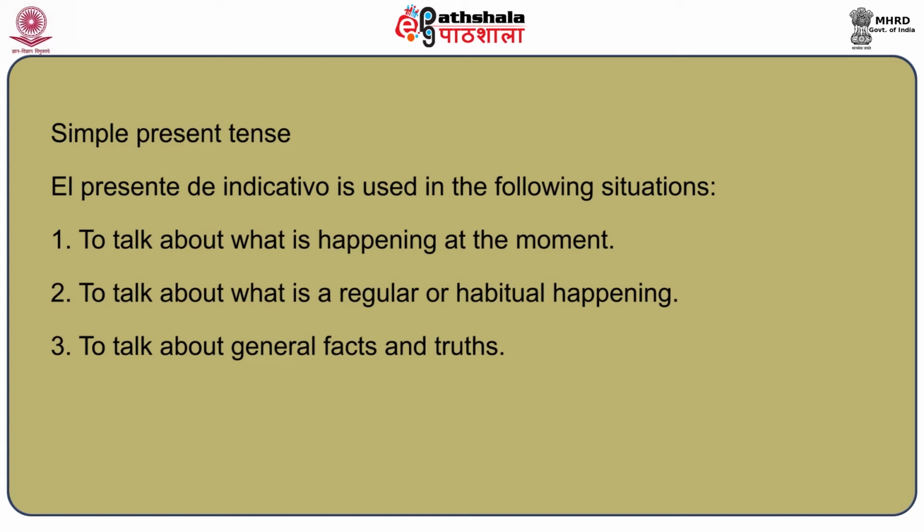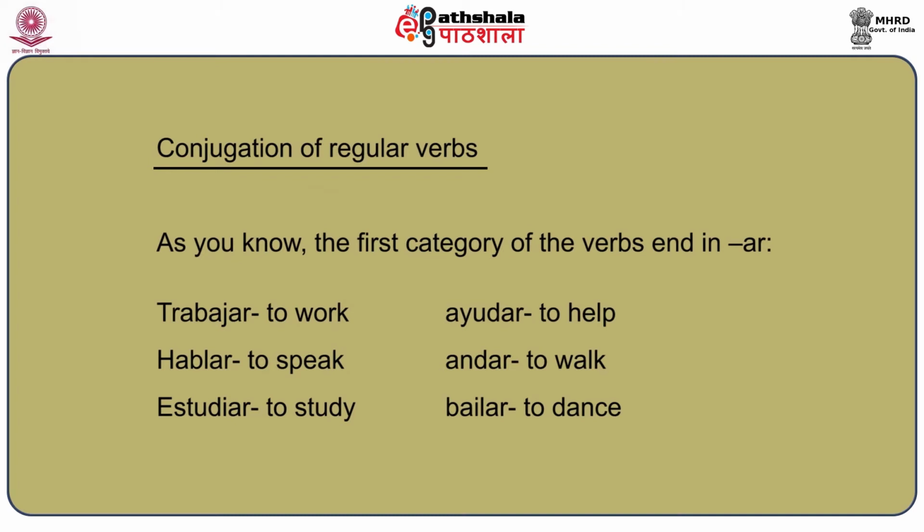We use present tense in the following situations: to talk about what is happening at the moment, to talk about what is a regular or habitual happening, to talk about general facts and truths. In order to see in detail the examples of the uses in the present tense, you can refer to the e-text. Now let's see what are the conjugations of regular verbs.